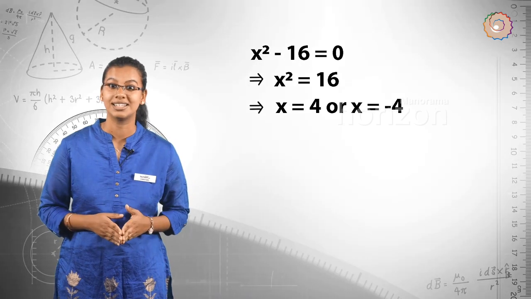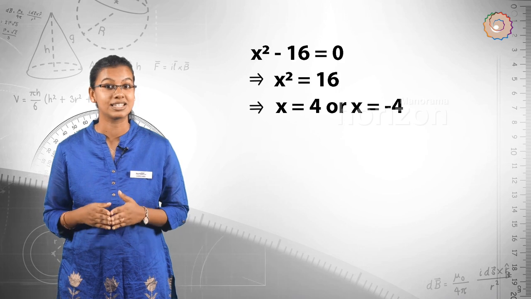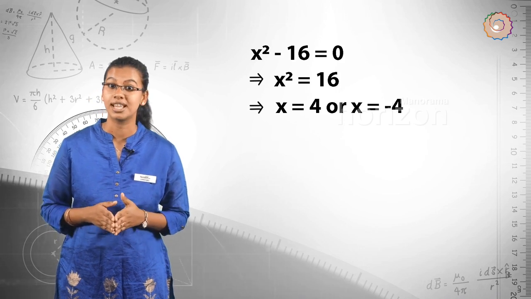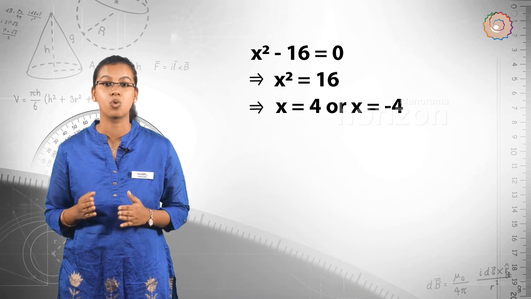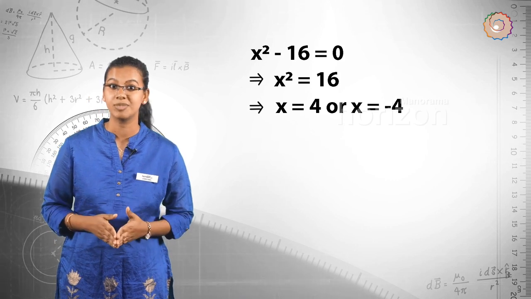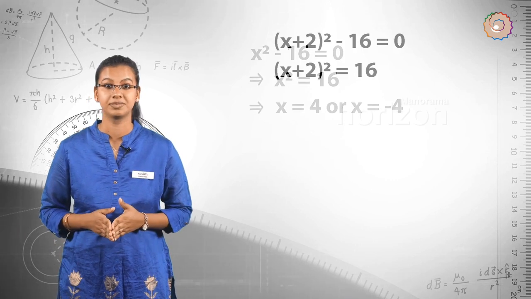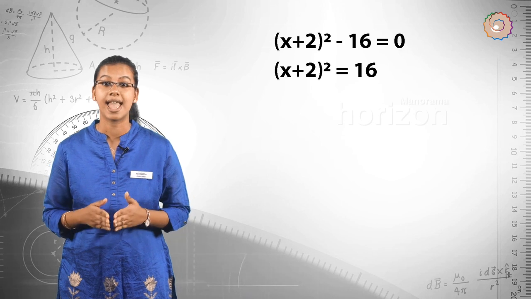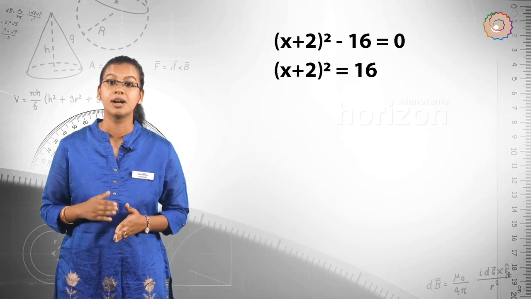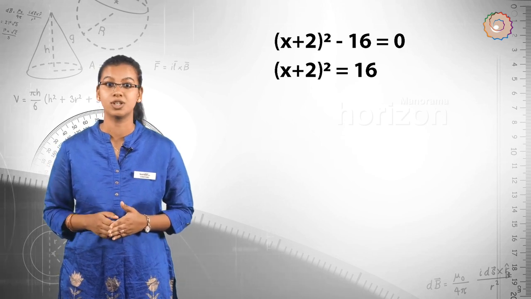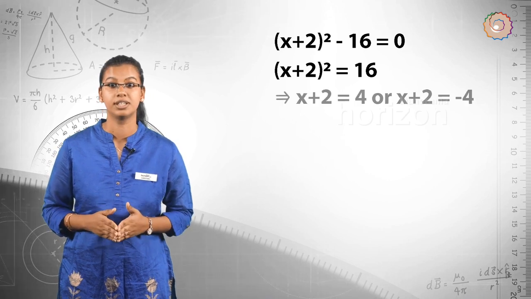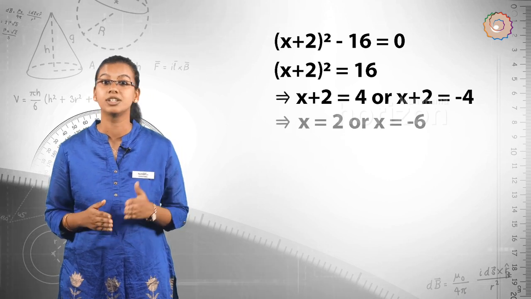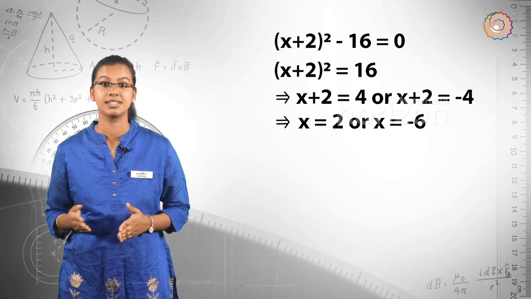So, this quadratic equation is in such a way that we just need to take the square root to solve. Now, let's see another type of quadratic equation which can be solved in the same manner. The quadratic equation (x plus 2) whole square minus 16 equal to 0 can also be solved by taking the square root. We get the solution as 2 and minus 6.